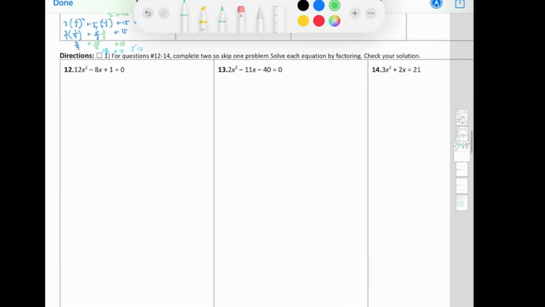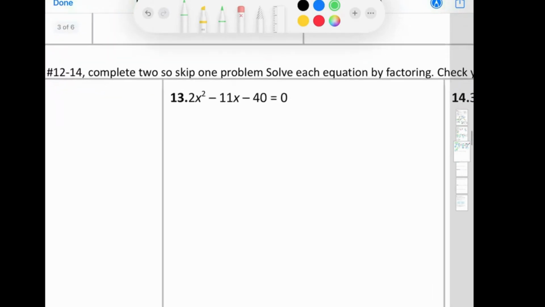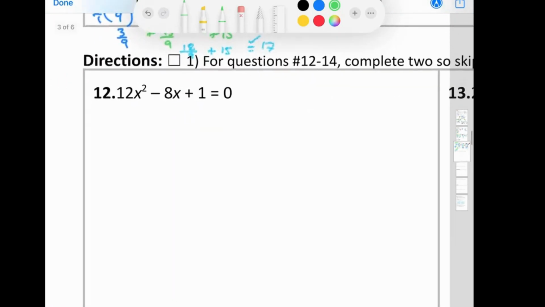Okay, let's go on to questions 12 to 14. Complete 2 of these and then go ahead and skip one of them. Same idea here. Solve each equation by factoring. Alright, so this one's already set equal to 0 and there is no greatest common factor. I'm just going to identify my A, which is 12, B is -8, and C is 1.